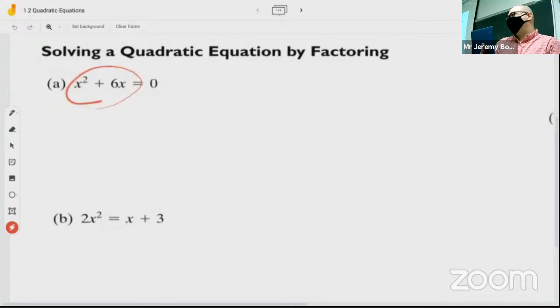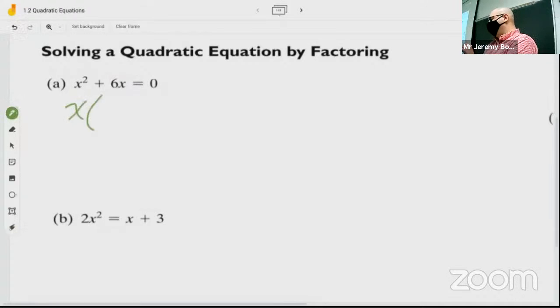Can we factor that? Can we factor x squared plus 6x? Anybody think we can? Or what can we factor? Or how can we factor? We can take out x. Remember the first thing you want to do when you're factoring, see what you can take out. What's a common factor between all the things? Both of these terms have an x, so we could factor out an x. And we'll be left with x plus 6.